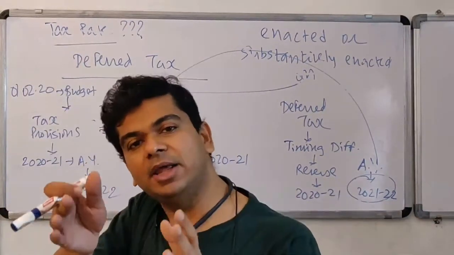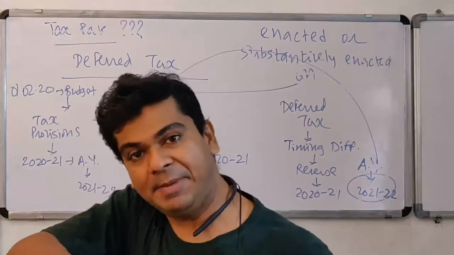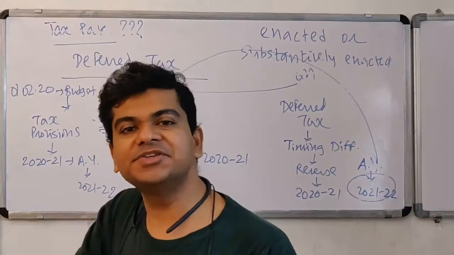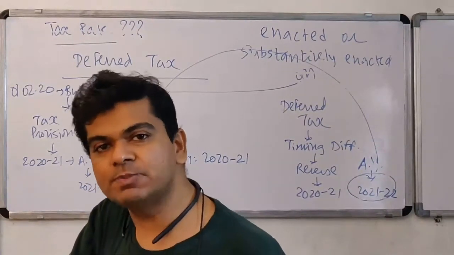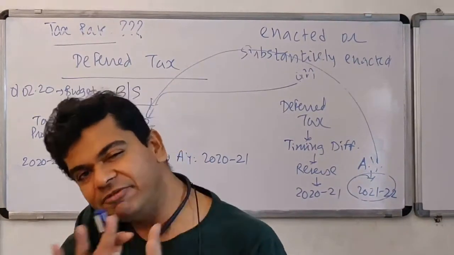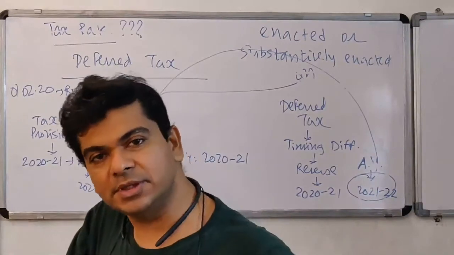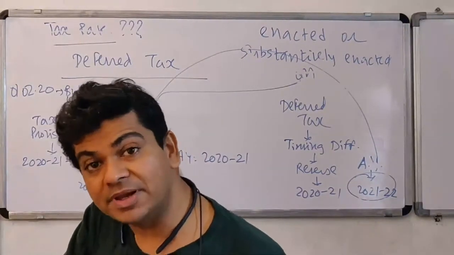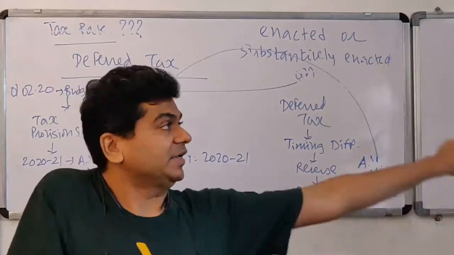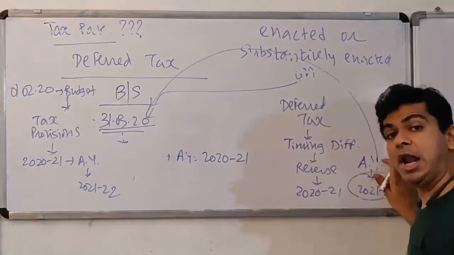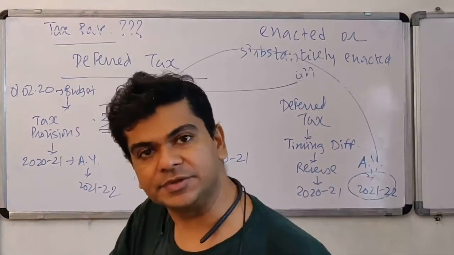Once it is passed by the parliament, it will go to the Rajya Sabha, and from the Rajya Sabha it will go to the president, and the president will sign it and it will become an act. But normally, more or less, it is certain that a budget which is passed by Lok Sabha is a given. It is assumed that it will definitely get passed by Rajya Sabha as well. And once it goes to the president, I have never seen in my life till now that the president is rejecting any of the provisions of the budget. So more or less it is certain that it is substantively enacted. So if you are aware about the future tax rate, use it and determine the deferred taxes.